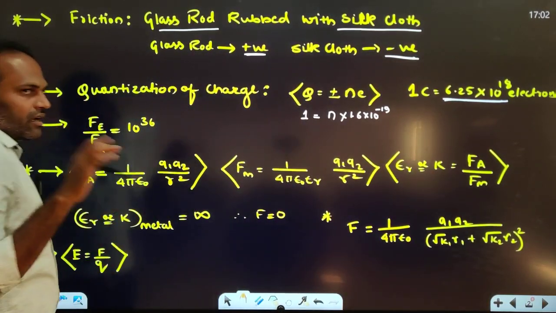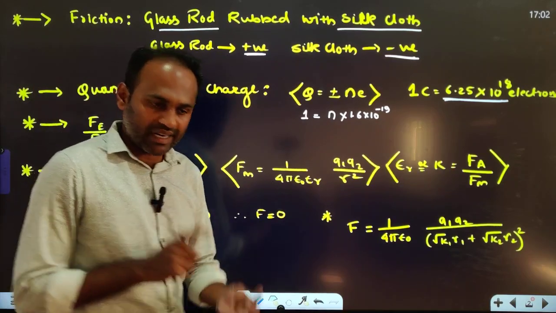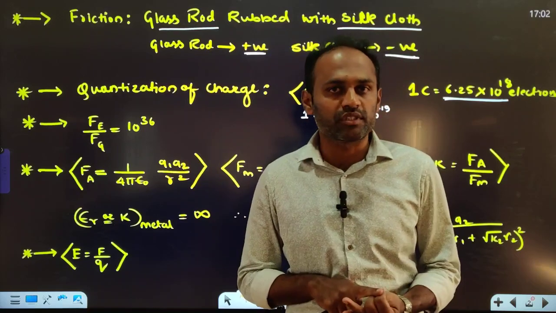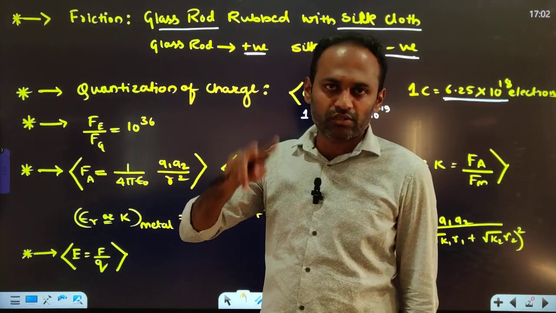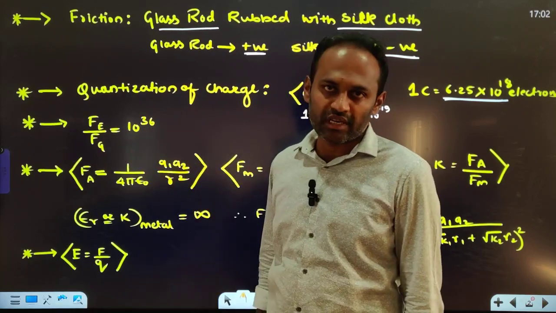Next, electric force and gravitational force. The most fundamental forces in nature are the electric force, gravitational force and nuclear force. The weakest force is the gravitational force, the strongest force is the nuclear force. If you take 2 charges or 2 particles, the ratio of electric force and gravitational force will be equal to 10 raised to 36.